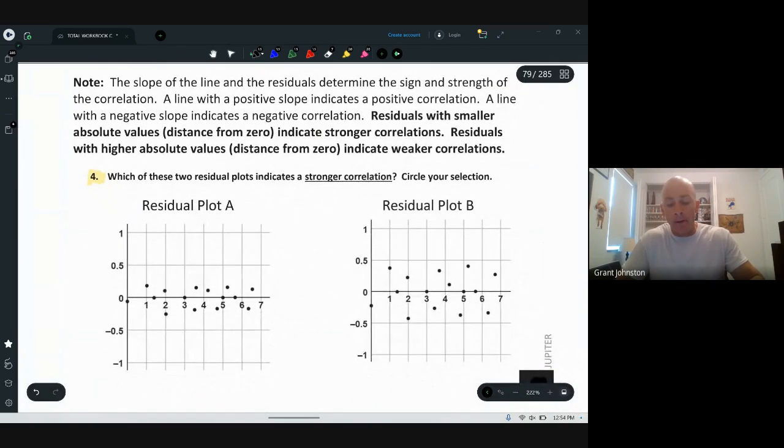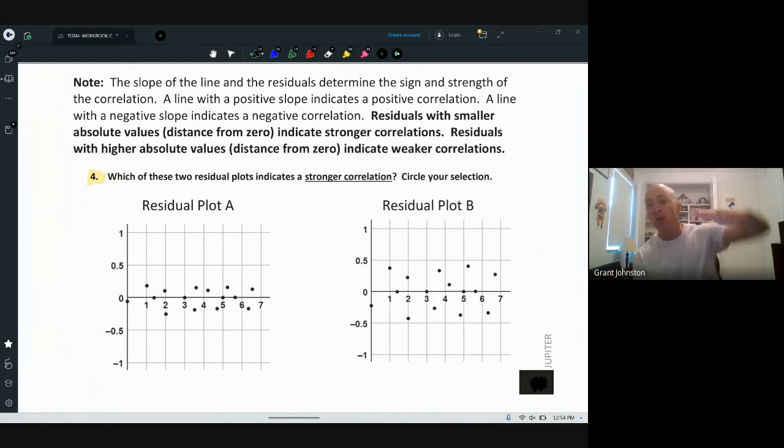Let me read this. So this is what residuals tell us. It says the slope of the line and the residuals determine the size and strength of the correlation. A line with a positive slope indicates a positive correlation. A line with a negative slope indicates a negative correlation. That's pretty obvious, right? Positive slope, positive correlation, negative slope, negative correlation. Now here, in the bold, is the thing I was trying to get in your head. It says residuals with smaller absolute values, which is the distance from 0, smaller numbers, indicate stronger correlations. Residuals with higher absolute values indicate weaker correlations.